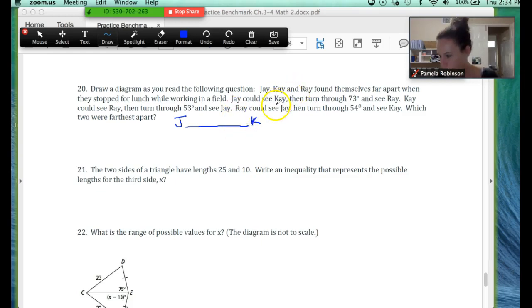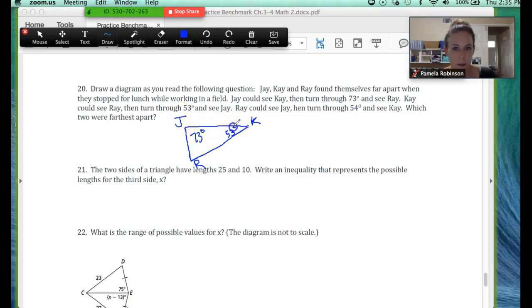Then he turned through 73 degrees. So J was looking at K, then he had to turn 73 degrees to see Ray. So he's looking this way. He's over here. Okay. Kay could see Ray. So Kay's here. She's looking this way. She can see Ray. But then she had to turn through 53 degrees to see J. So she's looking this way. She had to turn 53 degrees to see J.